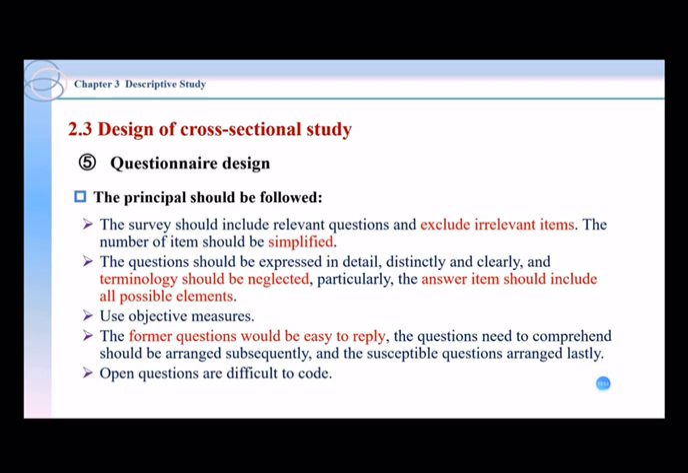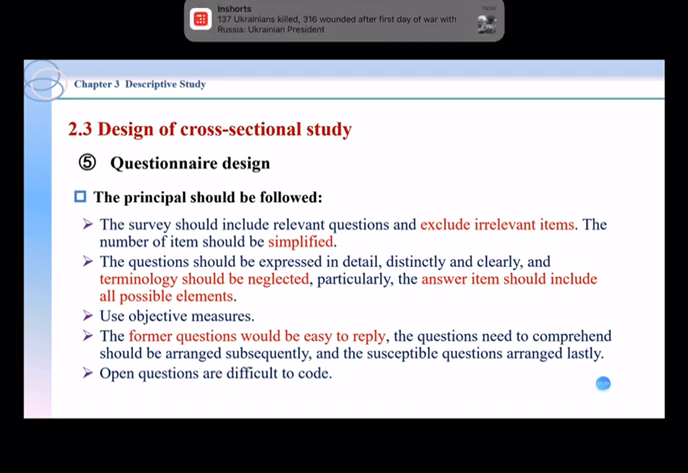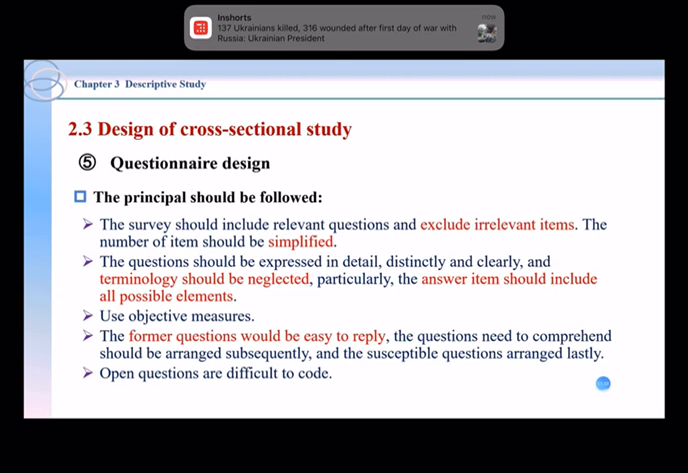For example, the survey should include the most relevant questions and exclude those not really relevant items. The number of items should be simplified, and the questions should be expressed in detail, clearly. Very complicated terminology should be avoided. Try to use common words that ordinary people can easily understand. Particularly, the answer items should include all possible elements. And the next principle is trying to use objective measures as much as possible.